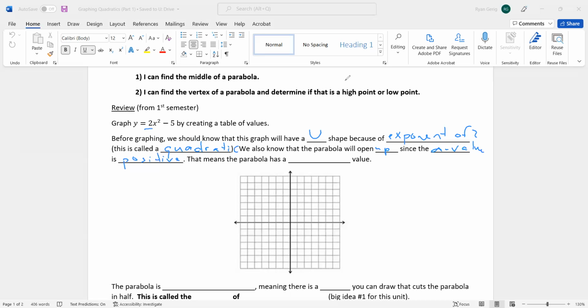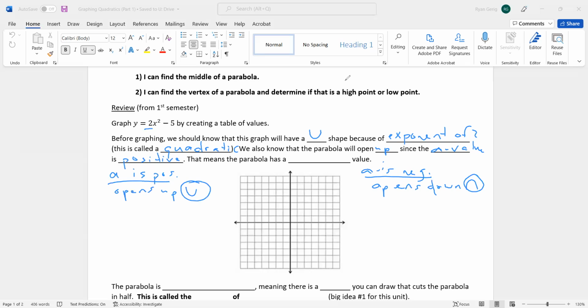You look at whether the parabola is going to open up or down by the A value. A value positive opens up. So A is positive, opens up. A negative, it opens down. Now, what do I mean by opens up and opens down? Opens up means like this. Opens down means like this. You can see those here.